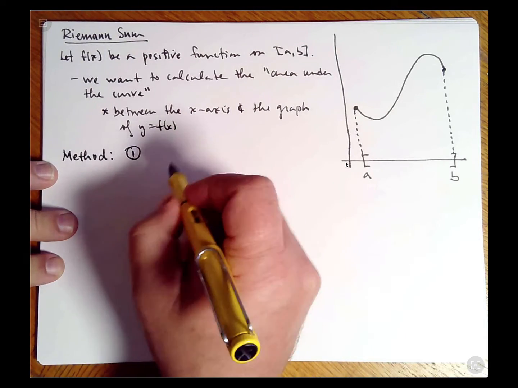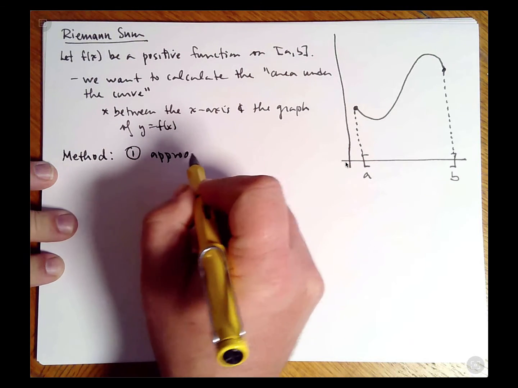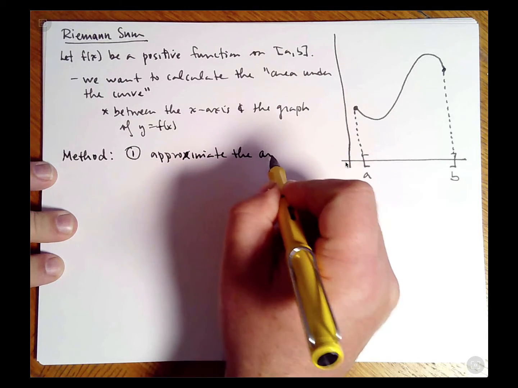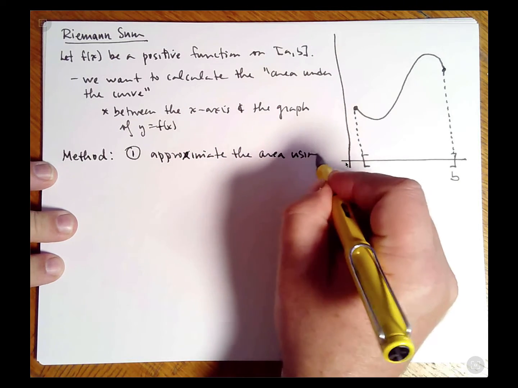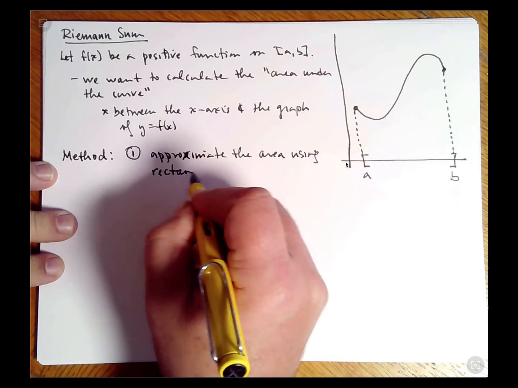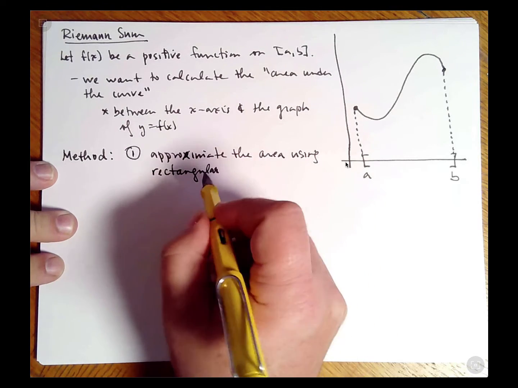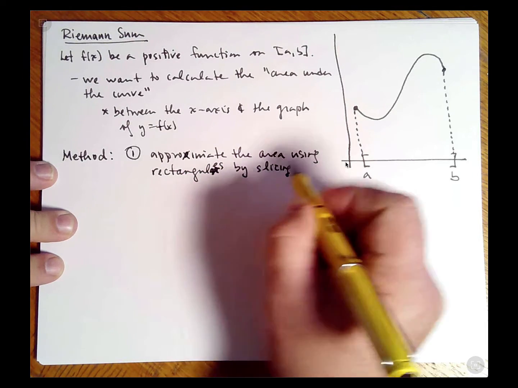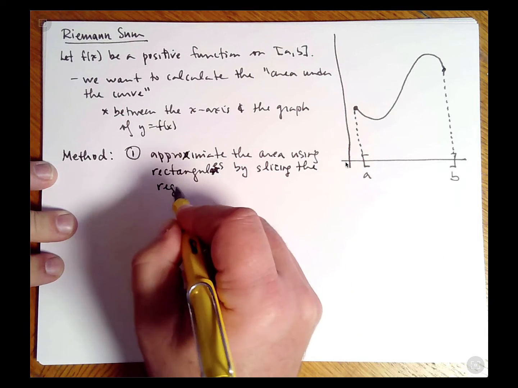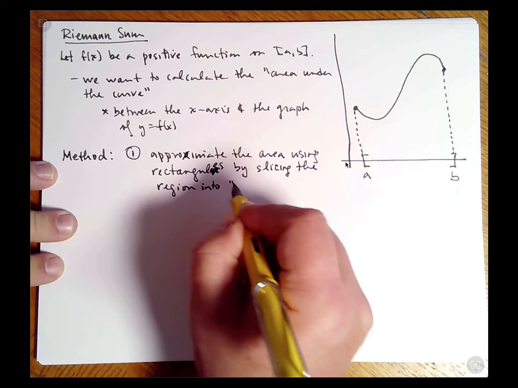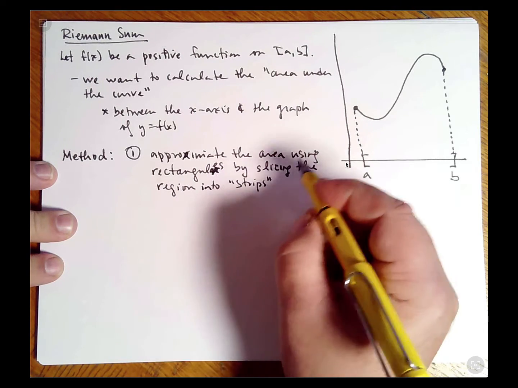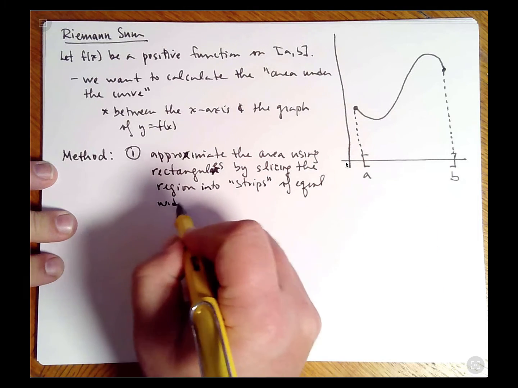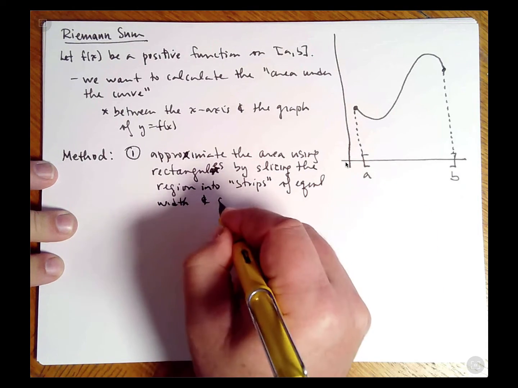So the first step is we're going to approximate the area using rectangles by slicing the region into strips of equal width and summing.